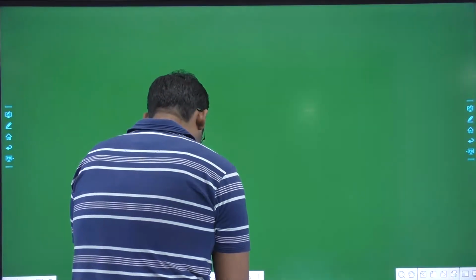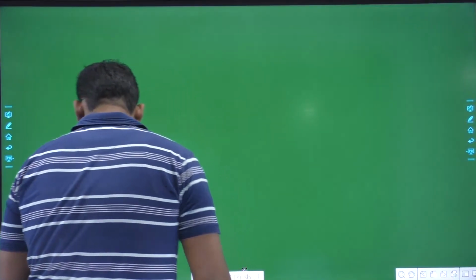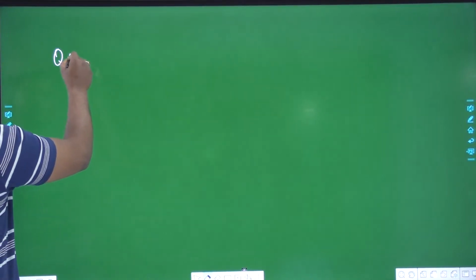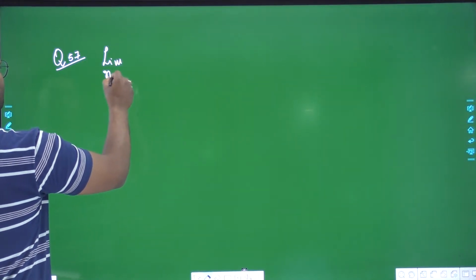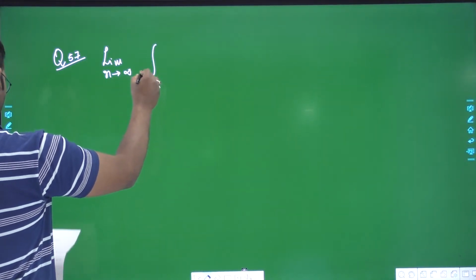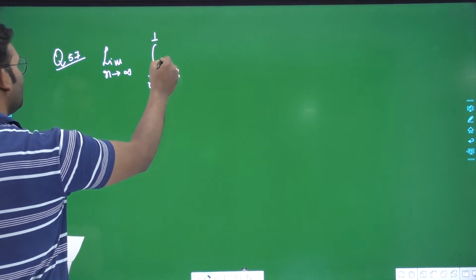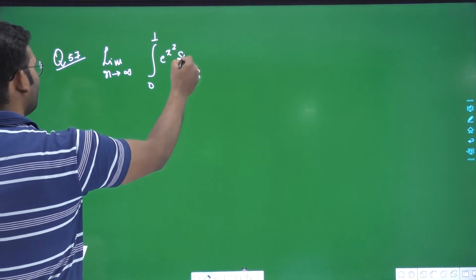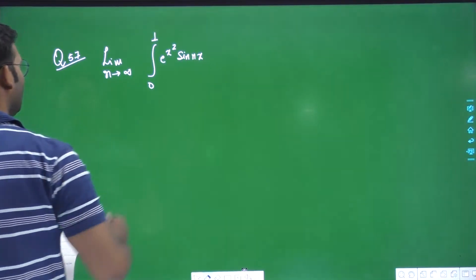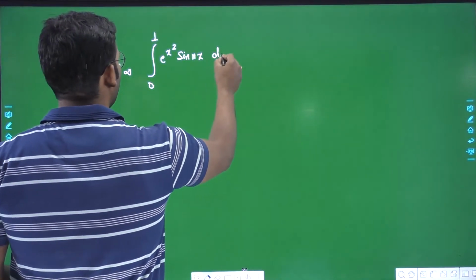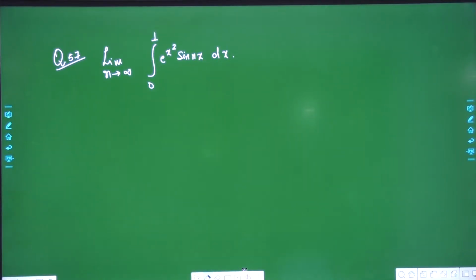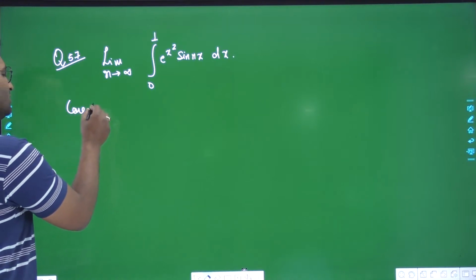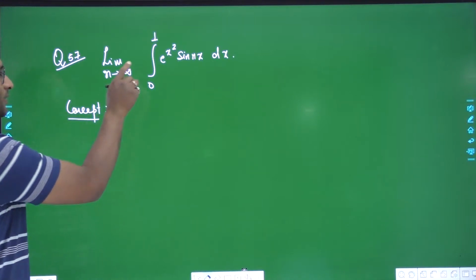So this is question 57 that has come in the examination, and this is an easy question. So again, question number 57: limit n tends to infinity, integral 0 to 1 e to the power x square sin nx dx, and this particular question was asked in your examination. So what is the concept involved? The concept involved is Riemann integral and generating inequalities from Riemann integration.